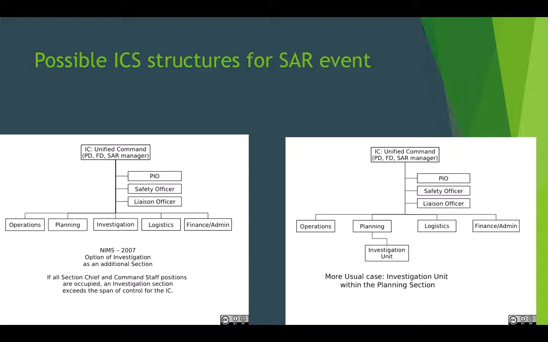Some of these unified command structures may look familiar to you by this point. These are 2 possible versions of an incident command structure for a search and rescue event. Notice that both start with an incident command that is a unified command. Generally speaking, if a search and rescue team is brought into a search, it will be in conjunction with the police department and or the fire department. And so a search and rescue incident commander would be part of a unified command. Most important for our purposes within this particular PowerPoint are looking at the roles that operations, planning, investigation, and to some degree logistics play.